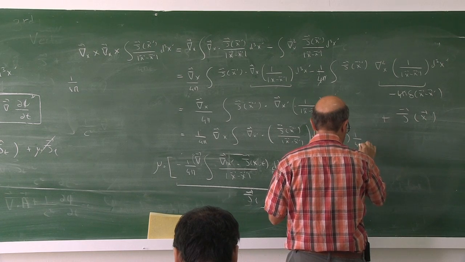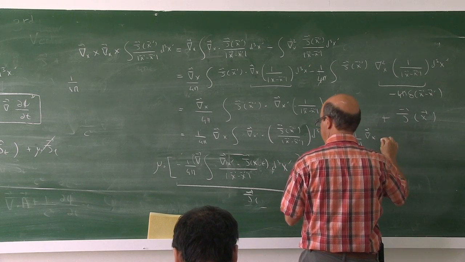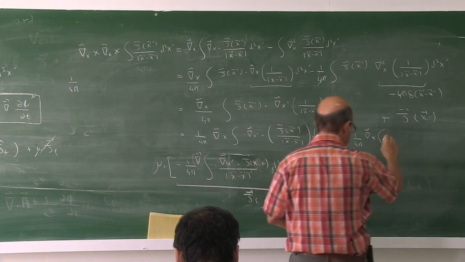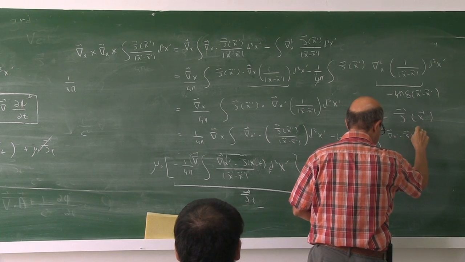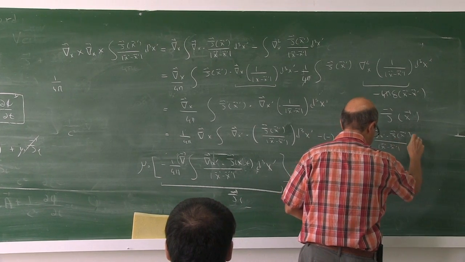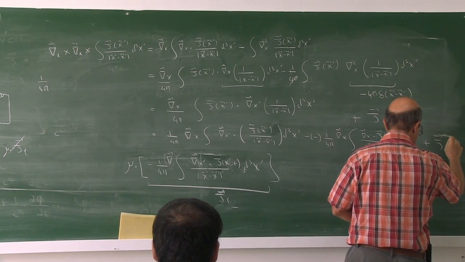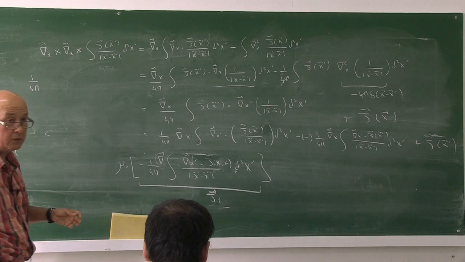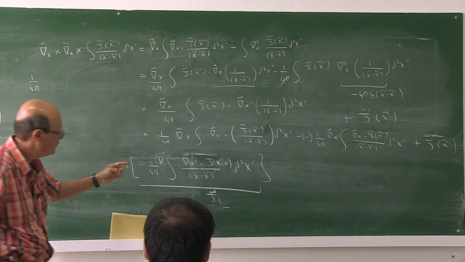1 over 4 pi gradient of x and divergence of x prime dot current density divided by x minus x prime d cube x prime, and here is the current density. Okay? Everybody sees what I do?